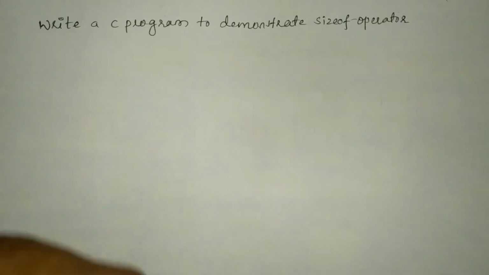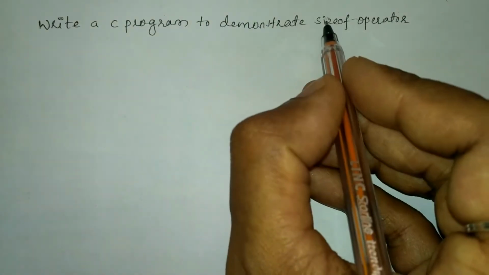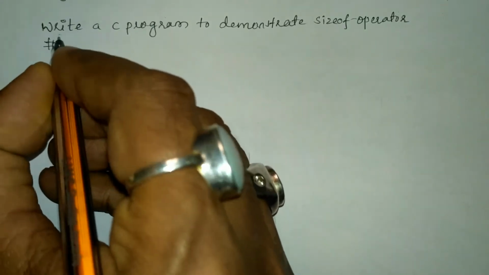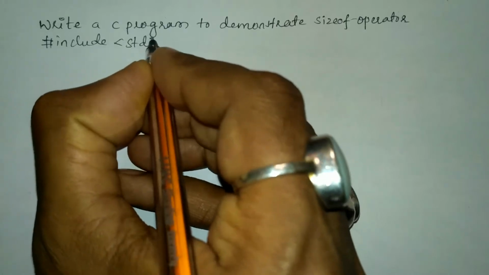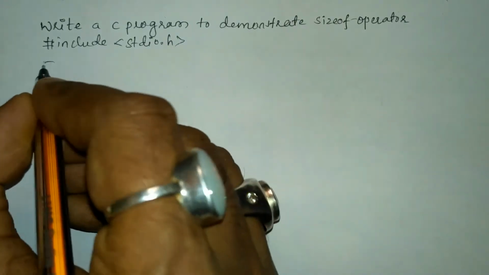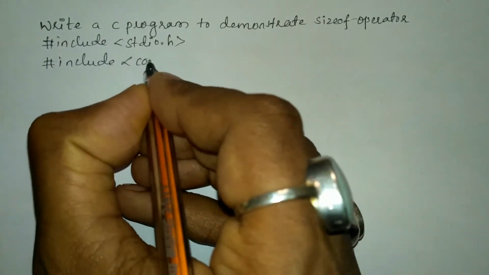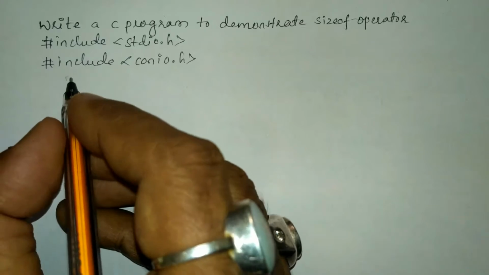My name is Hanmant Ladwa and in this video we are going to write a C program to demonstrate the sizeof operator. So let us write #include in angular braces stdio.h header file. The next preprocessor directive is #include conio.h header file in angular braces.